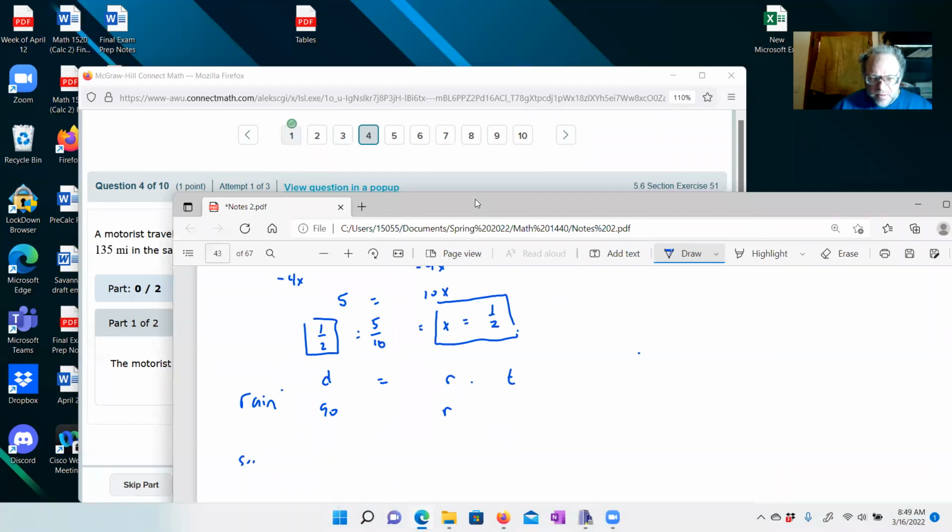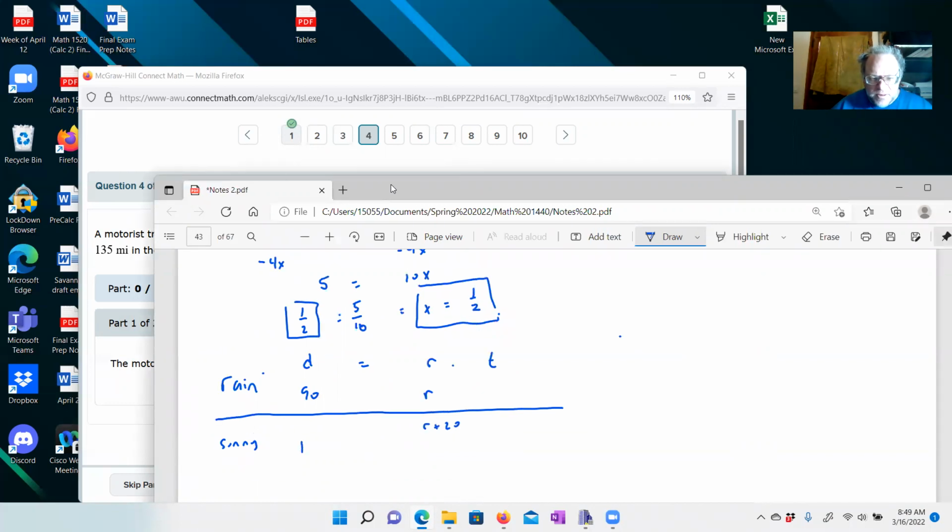In the sunny weather, then they travel 20 miles an hour faster. So here we are just making up a little table. Scenario 1, we're in the rain. Scenario 2, we're in the sun. 20 miles an hour faster and covers 135 miles in the same amount of time. So we don't know what the time is, but we are going to be able to say that it's the same time.